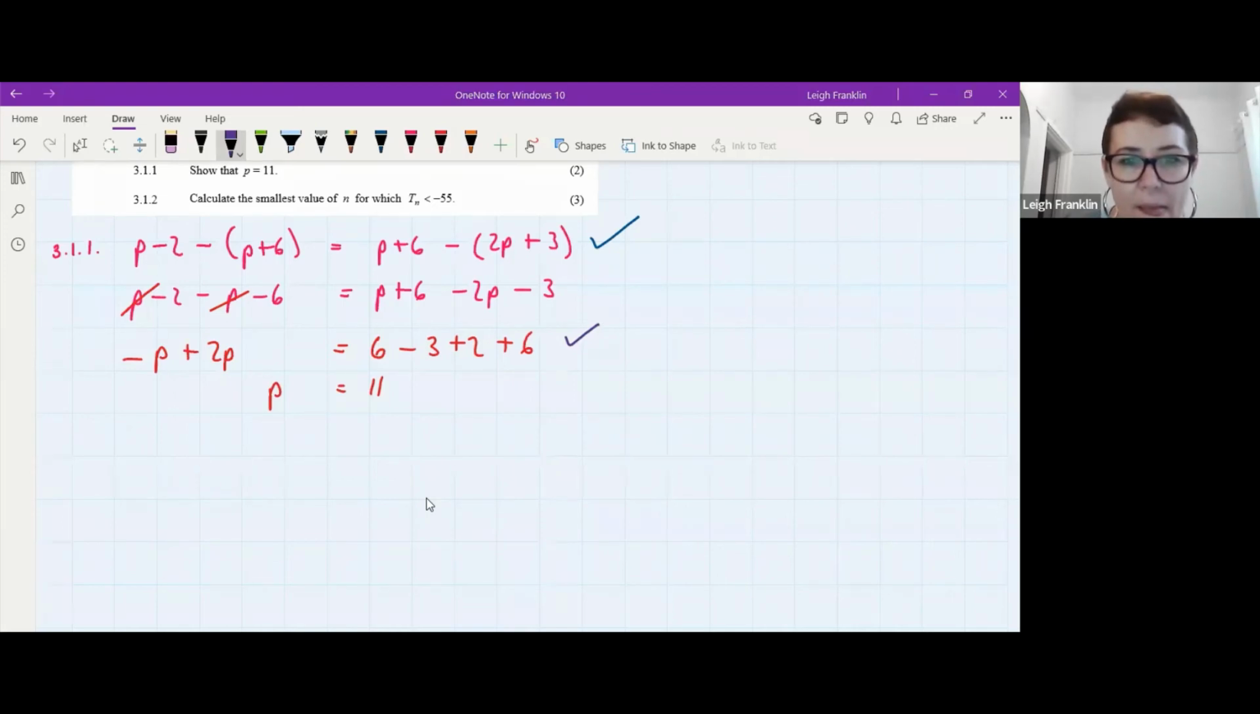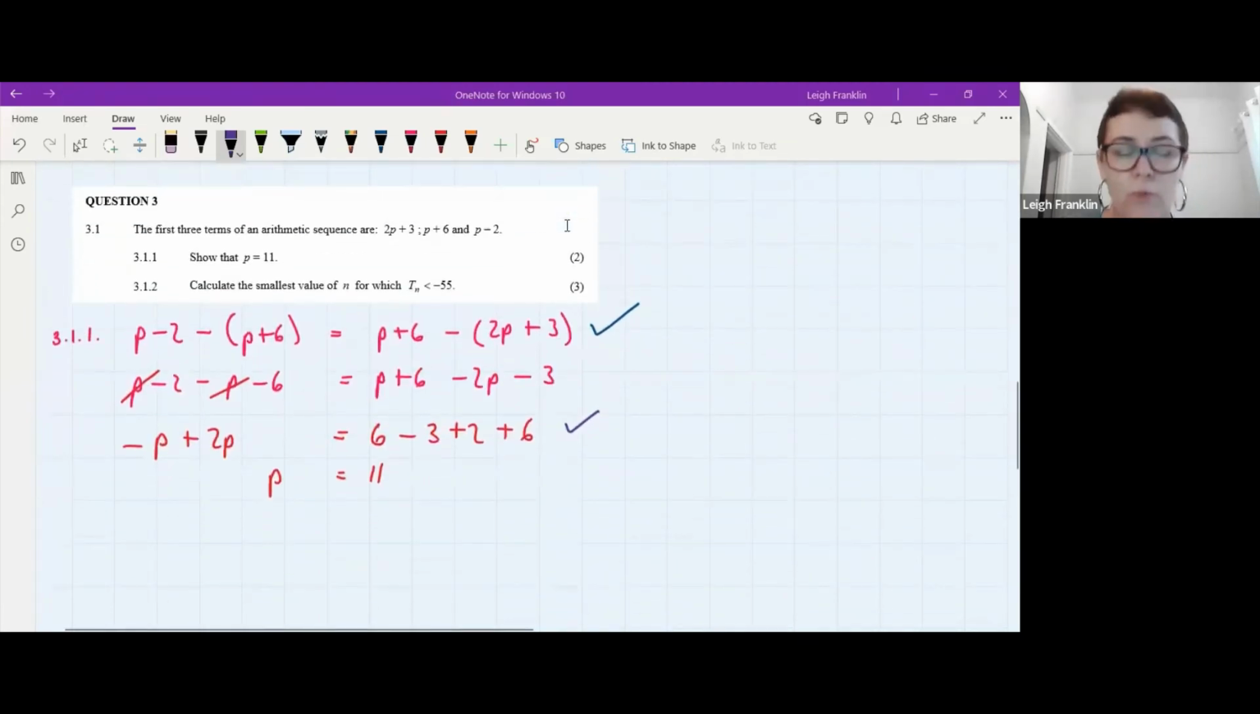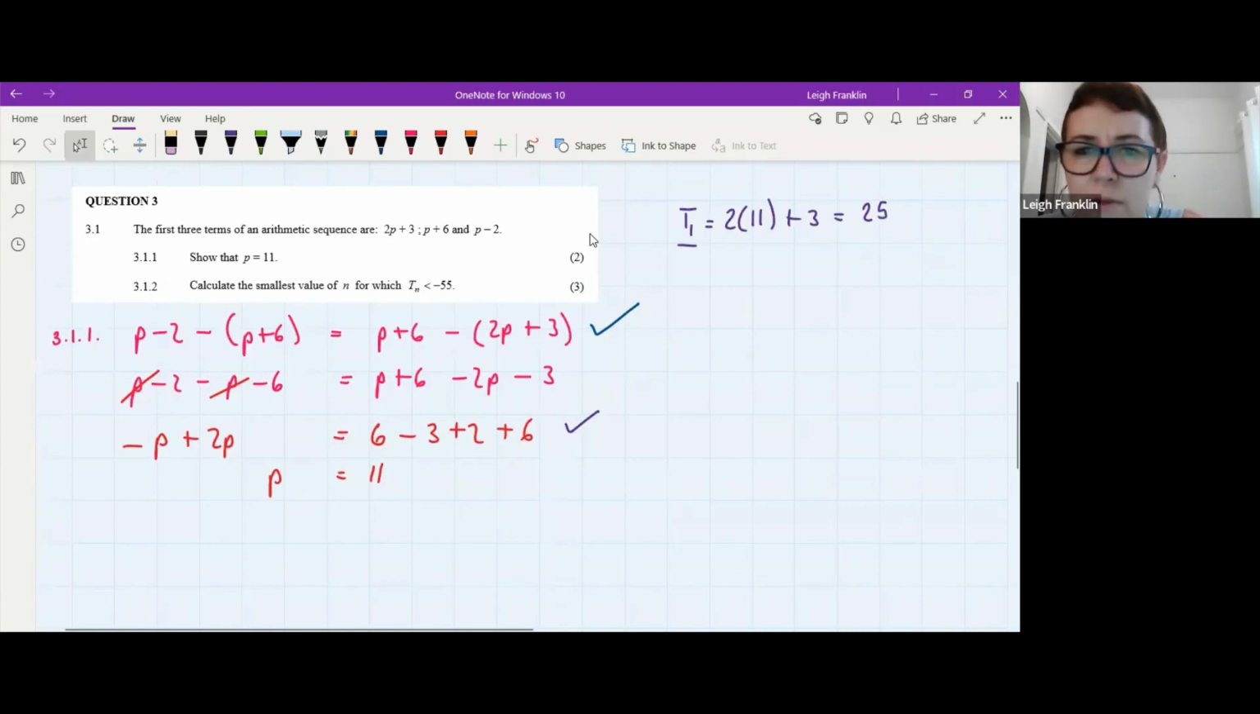Substitute to get the equation, ma'am. Yes, absolutely. But what am I going to substitute? Can you tell me what you think? I was going to substitute P, the 11, into the arithmetic sequence, ma'am. Okay. All right. So you want to start by doing that. Fine. So in other words, you want to work out the value of term 1. All right. So term 1 is going to be 2 times 11 plus 3. So that gives us 25. Am I correct? Please, if I make any mistakes, you guys must tell me.